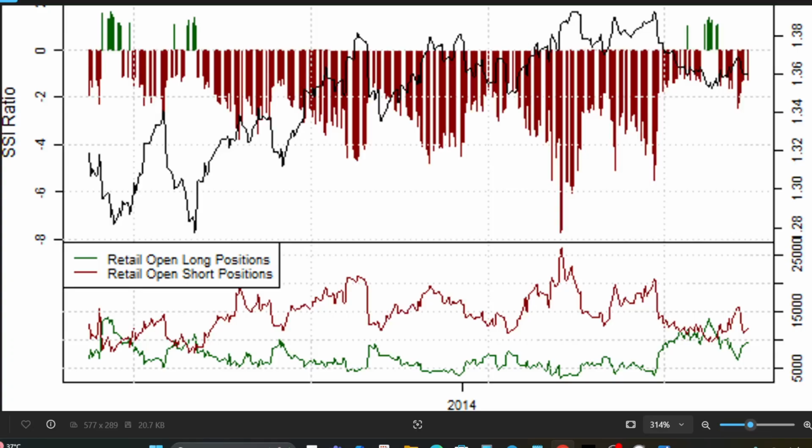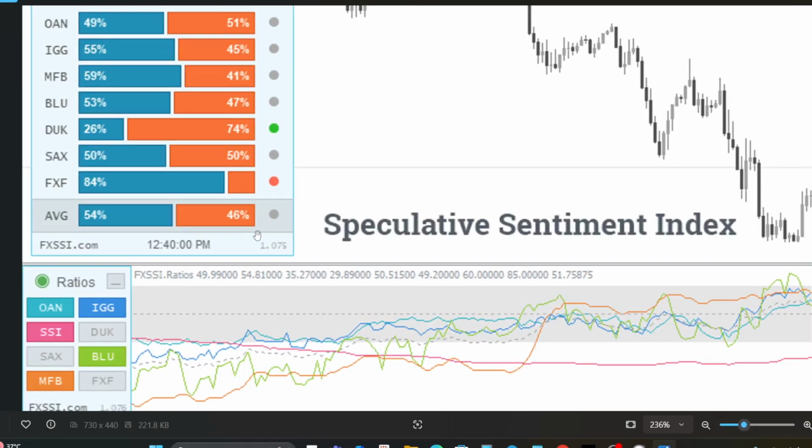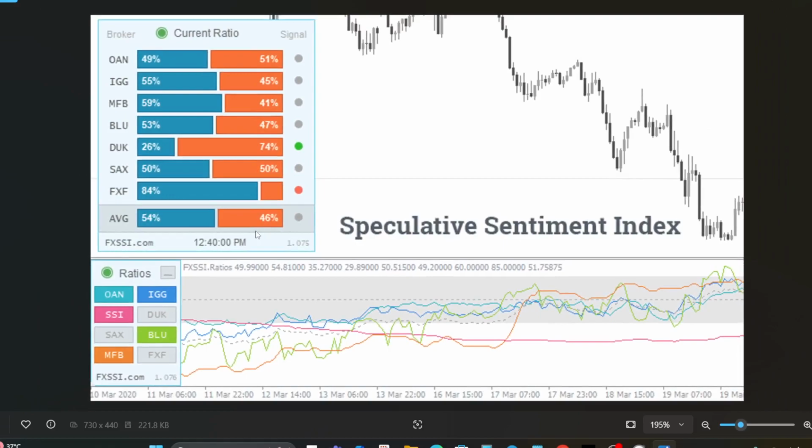Now, first of all, let us talk about what the speculative sentiment index actually is, okay? The SSI is a contrarian indicator, which means it helps traders identify potential reversals by analyzing the positions of retail traders. In simple terms, it tells us how many traders are buying versus how many are selling a particular currency pair. For example, if SSI data shows that 80% of retail traders are long on a currency pair, that could be a red flag.